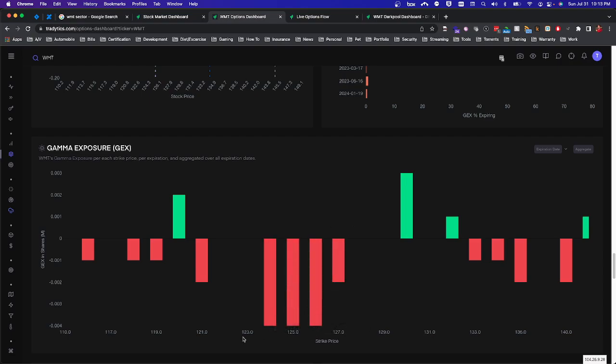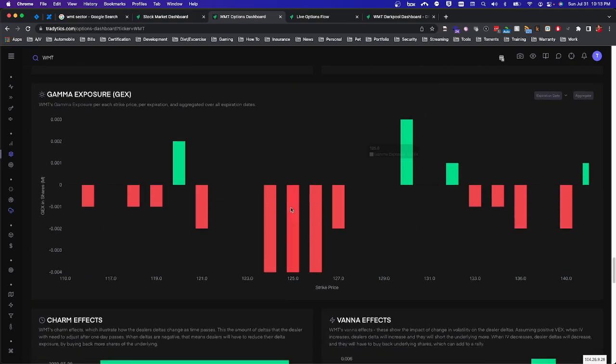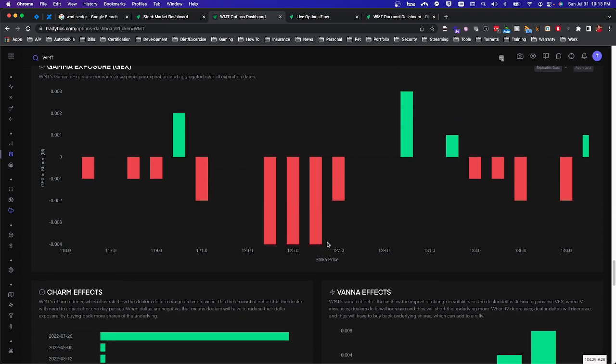So that price range might be a target for these upcoming weeks, meaning that they'll be looking to drive Walmart's price down, shorting to hedge. They might even be targeting these strikes, which would be a good thing for us.